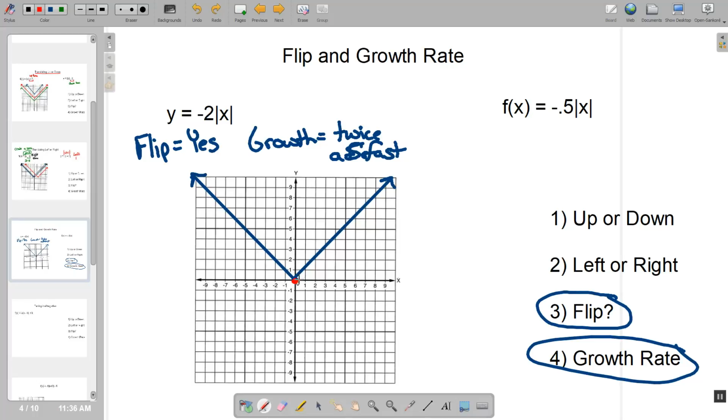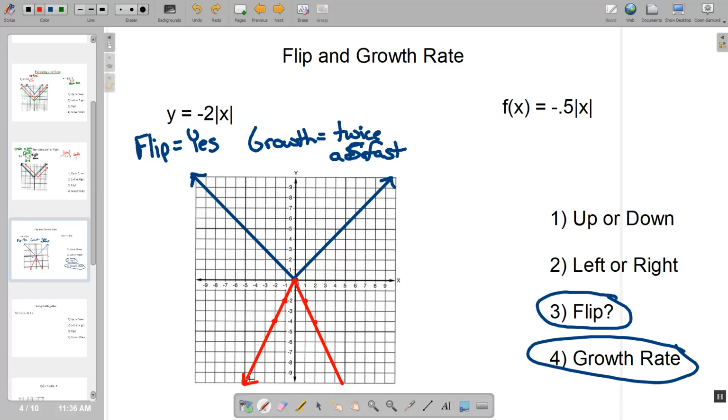But now, if I plugged in a 1 here, it'd be 1 times -2, so it'd be down here. So instead of going over 1 down 1, I'm going over 1 down 2. The growth rate is twice as fast. So that makes my new function thinner because the growth rate is faster.